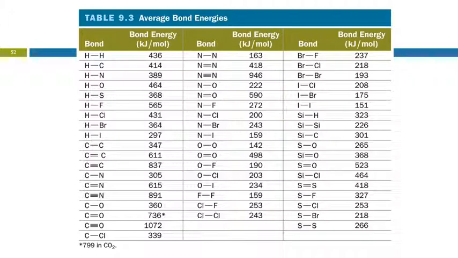There's one anomaly here that I want you to notice. The 736 has an asterisk. And down here it says 799 in CO2. So a carbon-oxygen double bond, the average bond energy is 736 kilojoules per mole, except in CO2. CO2 is a very common molecule, and the difference is pretty sizable here. So if you're using CO2, you have to go with the 799. But all the rest of these, you just read them off the chart.